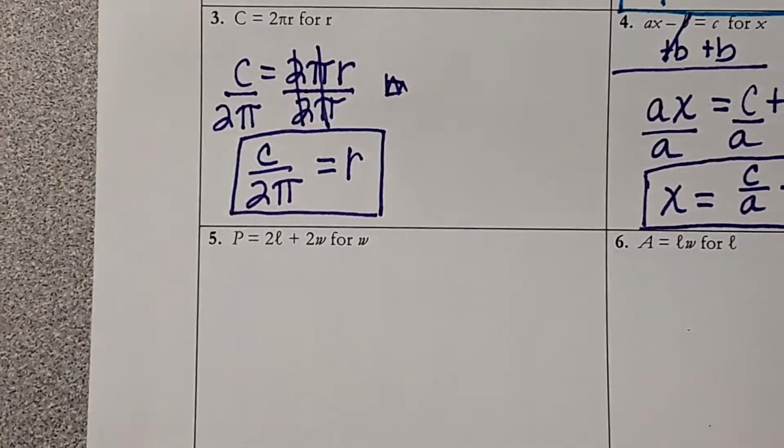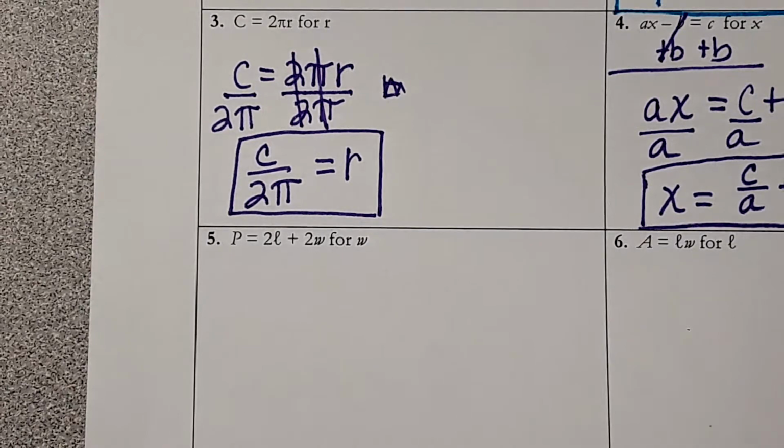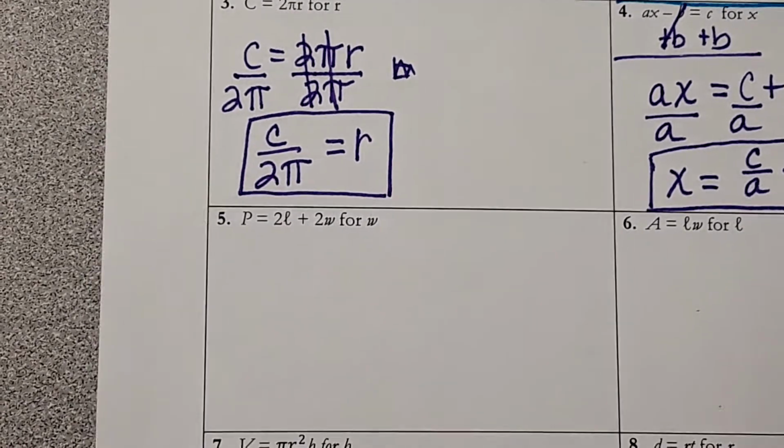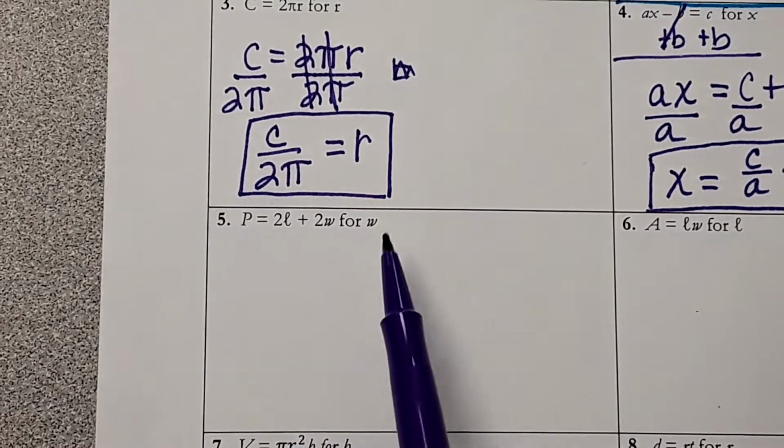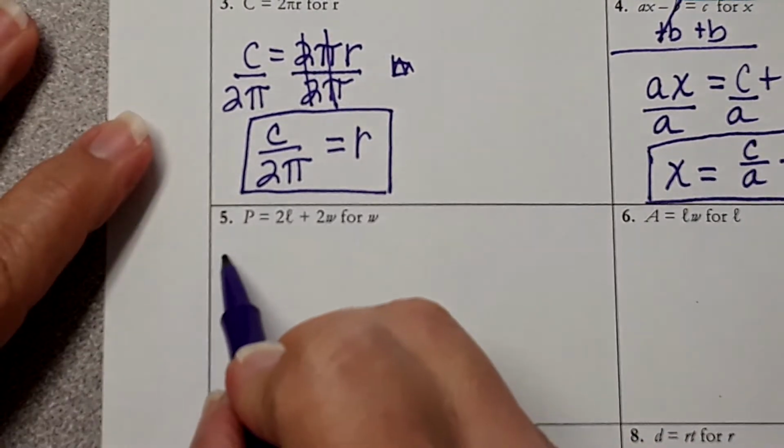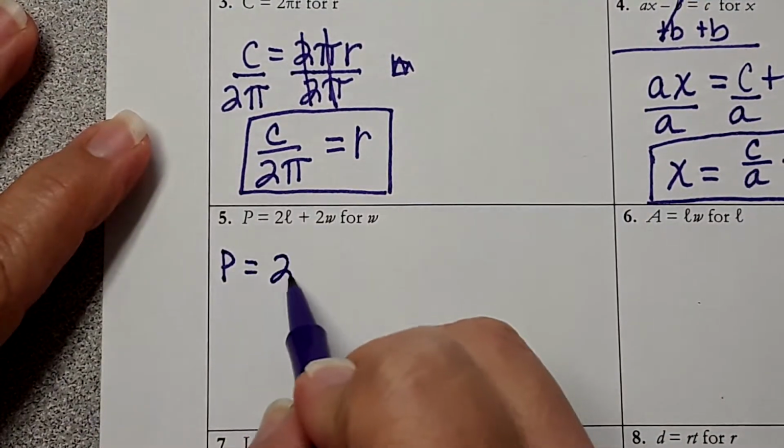So let's look at number 5. Again, we're going to start with our adding and subtracting. Okay, look at this one, you guys. We need to solve for w. So I'm just going to rewrite it again.